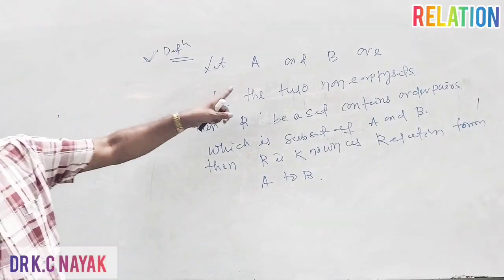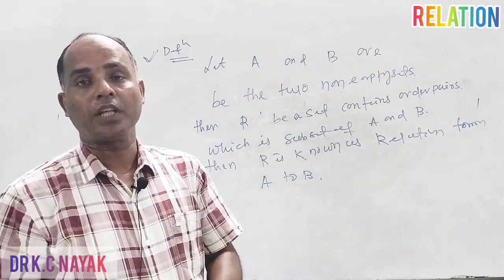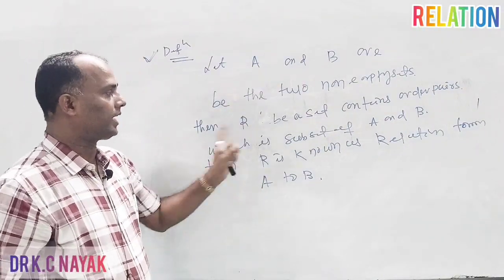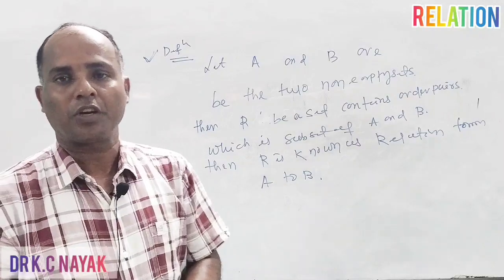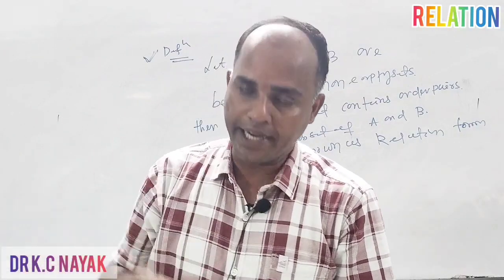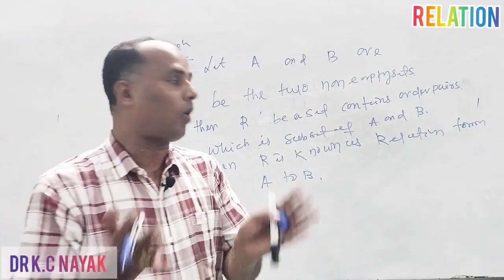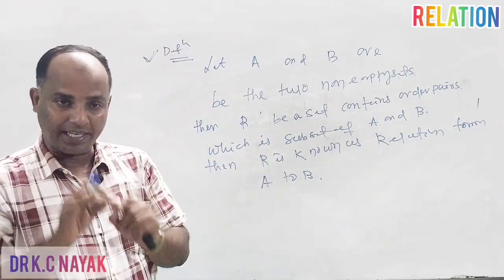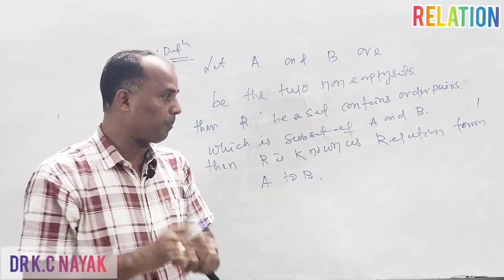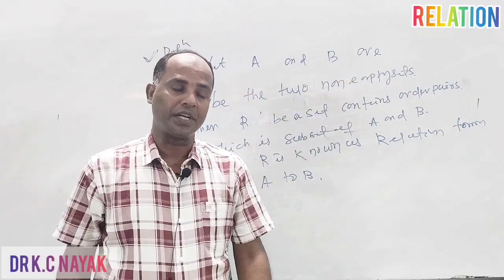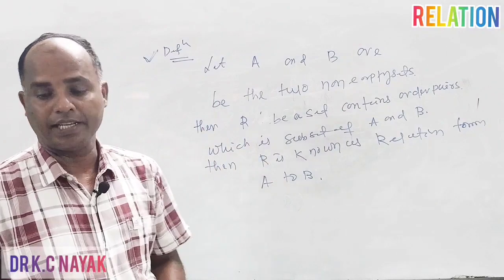What is that? Just you see, let A and B be two sets. And if these are two sets, then R is also a set containing elements of set A and elements of set B in the form of ordered pairs. That set R having some ordered pairs is also a subset of A cross B. Then R is known as a relation.